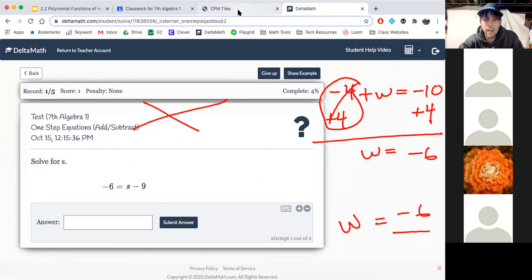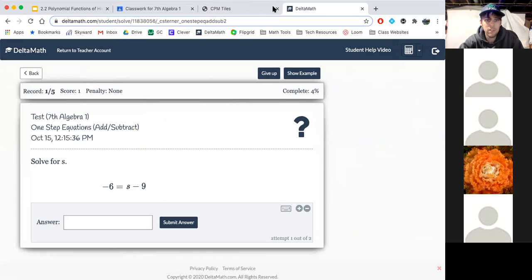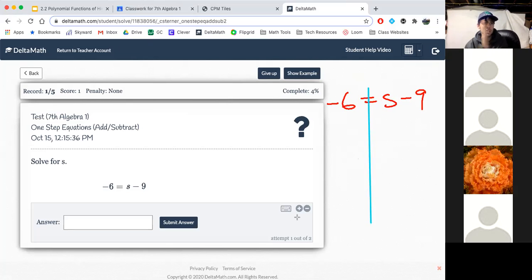I'm going to try to do the next problem without the tiles. I'm just going to talk about it in terms of the equation that is presented to us. So I have this one here, -6 equals S minus 9. Okay, our goal is to get our variable all by itself. Something I like to do with equations is draw a vertical line. This reminds me of the equation mat, so I know which side of the equation things are on, just so that things don't get mixed up.